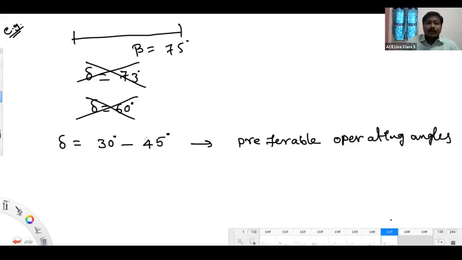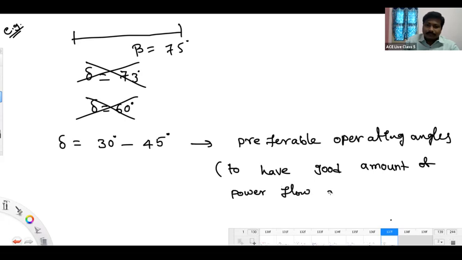Why is it so? To have a good amount of power flow, as well as good stability for the system.